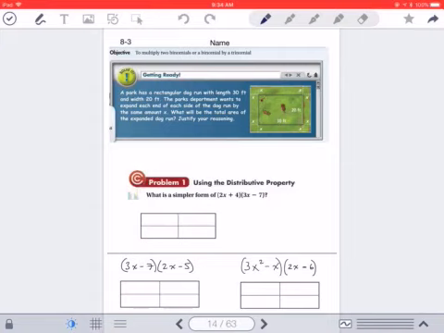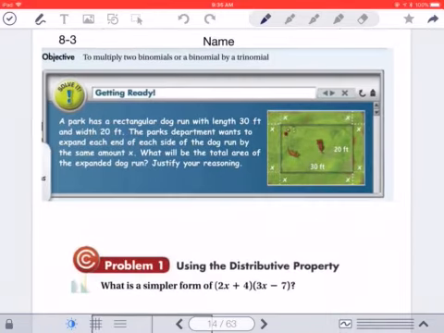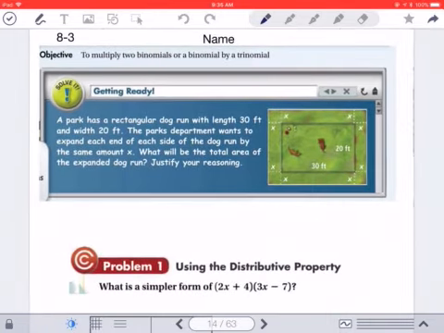Okay. So today we're doing 8-3, multiply a binomial times a binomial, or a binomial times a trinomial. And I want you to try this getting ready problem here. So read it, and then pause the video and try it, and I'll start doing it in about 5 seconds. I'll give you time to pause it.